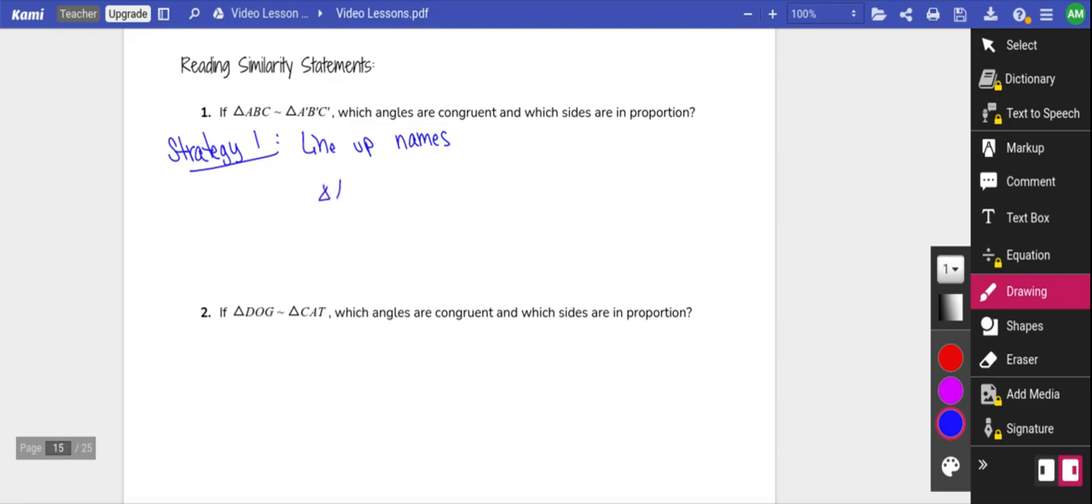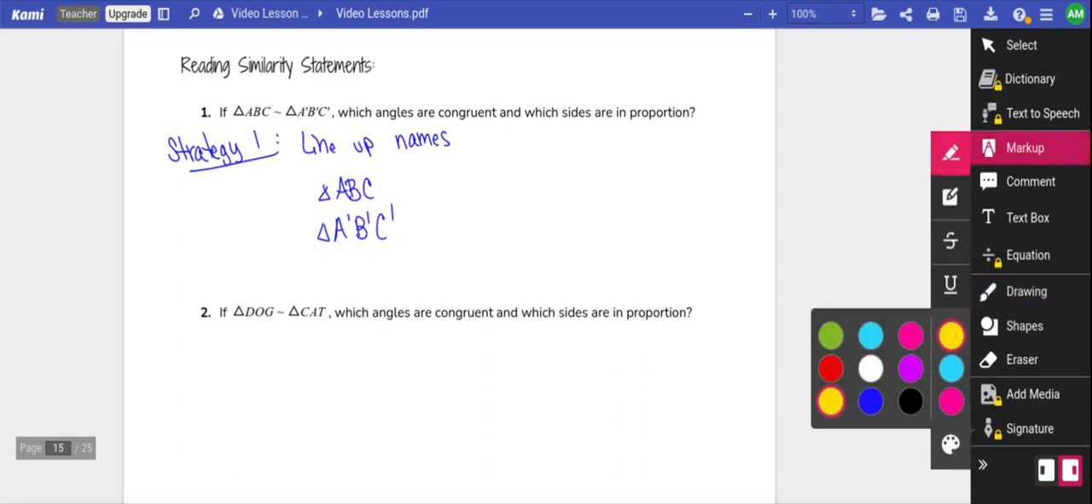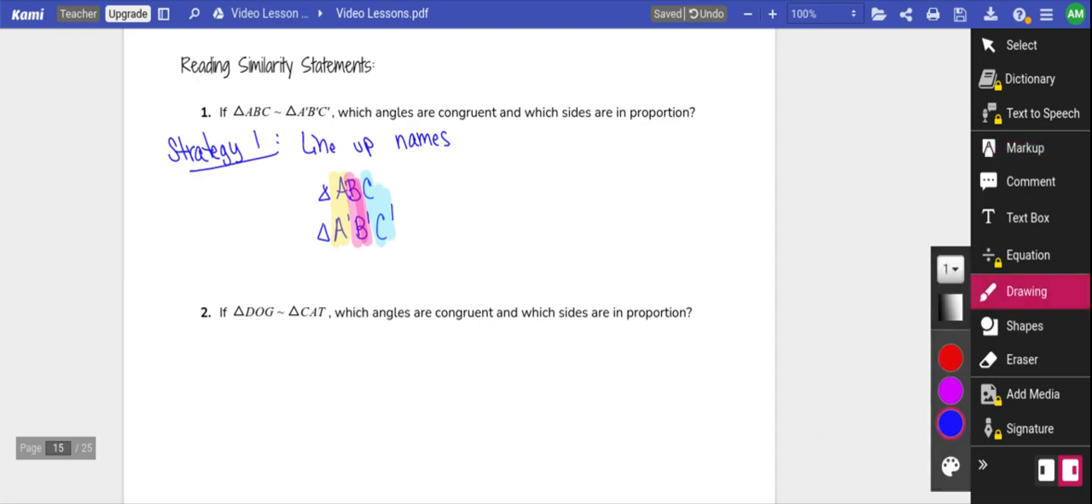So basically, I would take triangle ABC, and underneath that, I would take triangle A prime, B prime, C prime, and I would line them up. And I like to highlight them when I line them up so that I can easily see the corresponding parts. So angle A is going to be congruent to angle A prime. Angle B is going to be congruent to angle B prime. And angle C would be congruent to angle C prime.